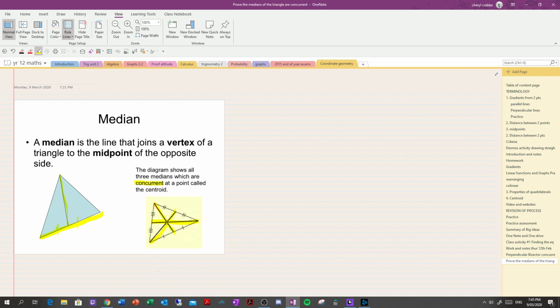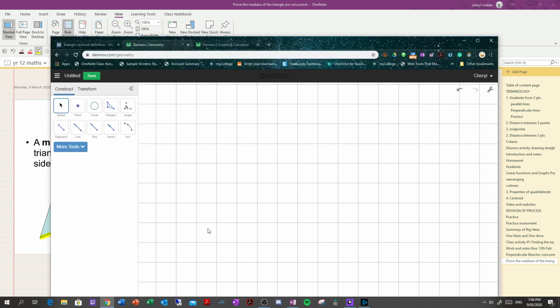It's called the centroid. Now let's say we wanted to prove that the medians of a triangle are concurrent, that they all intersect at a common point. So let's take a look at what that might look like. If we constructed a triangle, any old triangle. Okay. Now let's say we wanted to draw a median for this triangle. We'd have to identify the midpoints of each of those lines.